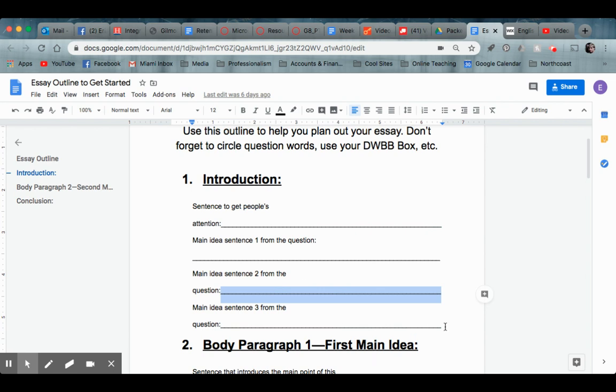Okay. Now, for main idea sentence three, we want to answer the next part of that question. The last part says, how do you feel about this idea? Do you think it's a good idea? Why or why not? So this would be my sentence where I would say, I think that this is a great idea because, or I disagree with the scientists' decision to do this because, right? This is going to be your last main idea sentence where you answer the parts of the prompt. So after you write down your sentence to get people's attention and then your three main ideas, that's going to kind of do it for your introduction. That's going to kind of end it.